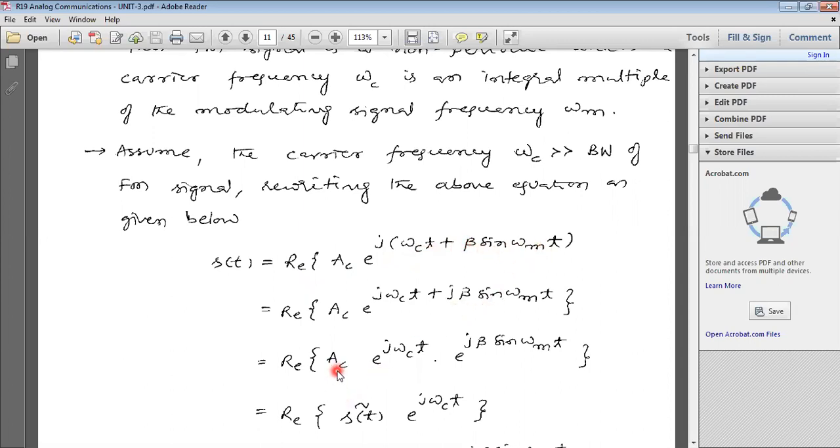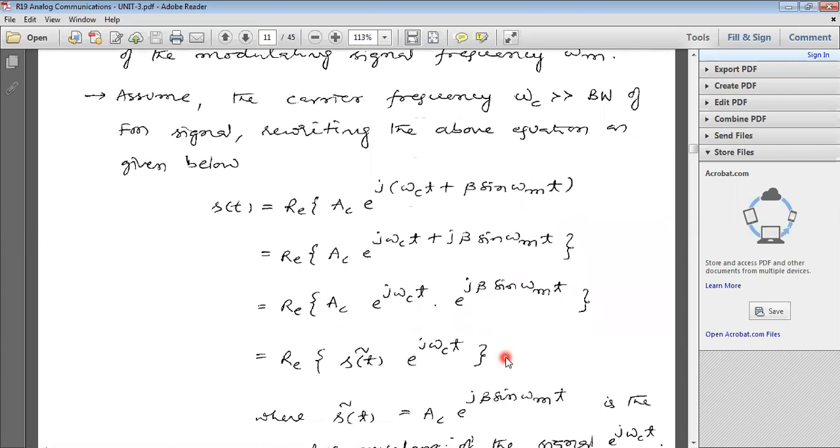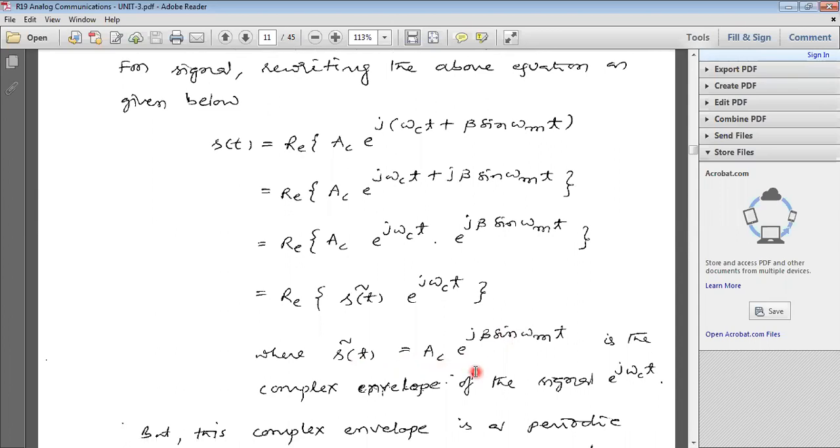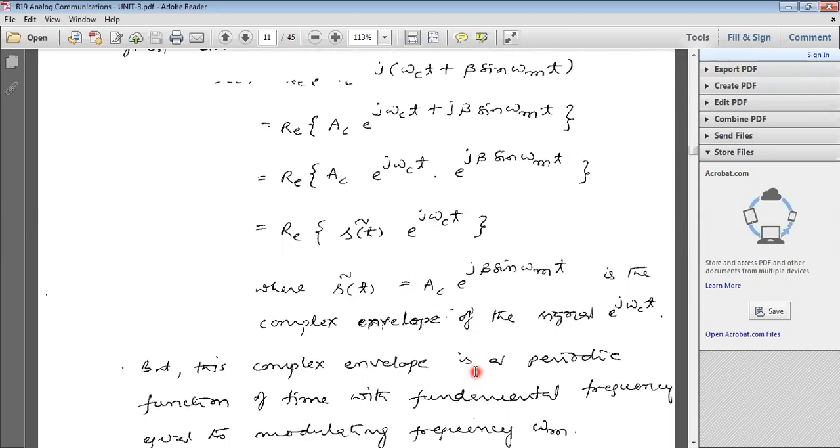Here we consider AC into e power j beta sin omega mt as the complex envelope, since it is a sine, so it has a 90 degree phase shift from the original message signal. Therefore it is considered the complex envelope, S cap or S envelope of t. So S envelope of t equals AC into e power j beta sin omega mt. It is also periodic, with a fundamental frequency equal to the modulating signal frequency omega m.